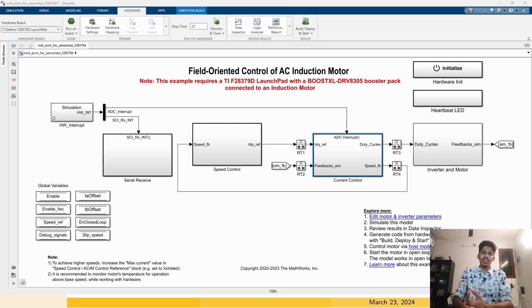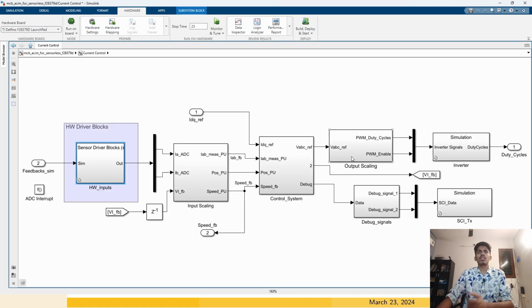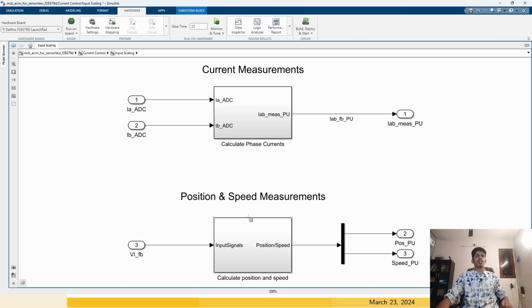Hello and welcome. In this video, we will continue to take a look inside the current control system. This is where the core of the vector control or field-oriented control algorithm is implemented. In the last video about our current control system, we saw what was inside the hardware input and input scaling block. This is where the speed and position estimation happens. Since it is a sensorless scheme, we have to estimate what the motor's internal state is looking like based on various machine parameters. That is what this block did.